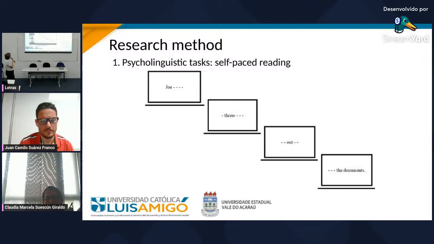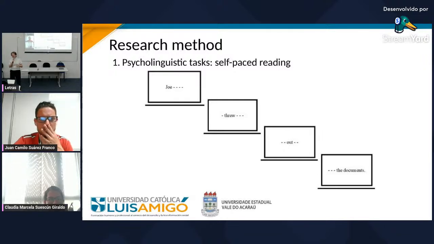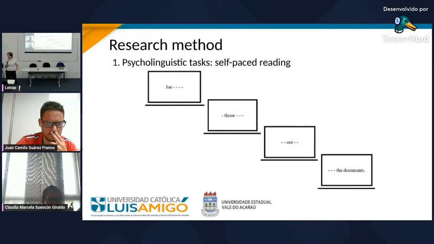The next one is the self-paced reading task. That is, you actually just read. You do not need to do anything. You read the sentence, and we measure the time you take to read it. Afterwards there's a very simple question. For example, Joe threw out the documents. Did Joe throw out the documents? It's very simple, just to check that the participant is actively reading, not passively reading, which means just moving his eyes. That's why we have the question.